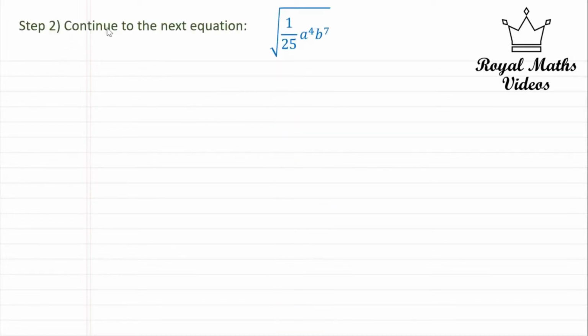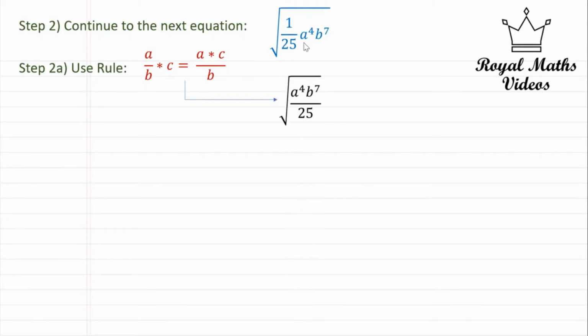So now step 2 would be to continue to the next equation, which is the square root of 1 over 25 times a to the power of 4 times b to the power of 7. Now step 2a would be to use the rule a over b times c is equal to ac over b. So this then turns into the square root of a to the power of 4 times b to the power of 7 over 25. So what we've simply done is a to the power of 4, b to the power of 7 times 1, all over 25.